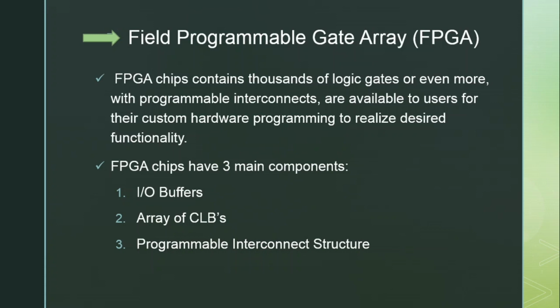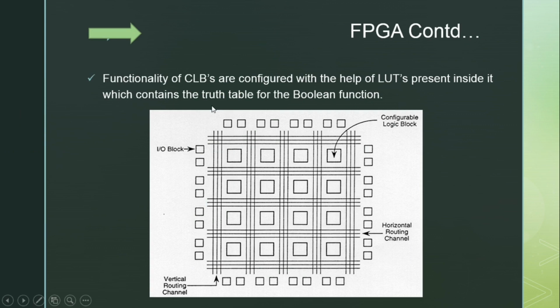First one is the IO buffers, second one is the array of CLBs, configurable logic blocks, and the third one is the programmable interconnect structure. So this is basically how the internal structure of an FPGA looks. The rectangles on all the 4 sides are the IO blocks. The internal rectangles that you can see are the configurable logic blocks, and these horizontal and vertical lines represent the routing channels or the interconnects that can be programmed according to our specific design.